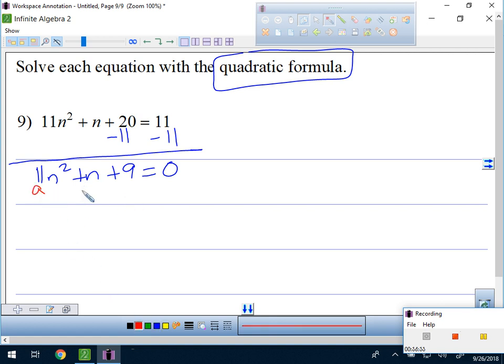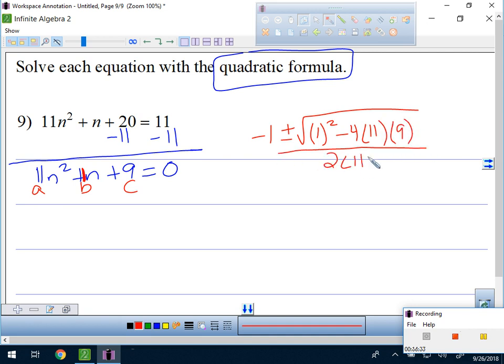So we're going to do A, B, and C. Notice that the understood value for B is a positive 1, so keep that in mind. So I'm going to have negative 1 plus or minus the square root of 1 squared minus 4 times 11 times 9, all over 2 times 11. Now, again, you can't type all that into the calculator. All you can type in is the discriminant. And so you should get negative 1 plus or minus radical negative 395 over 22.